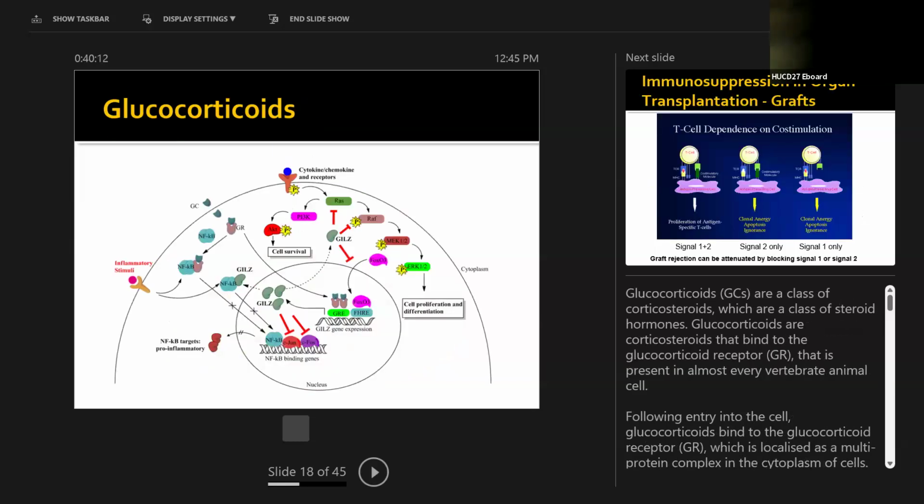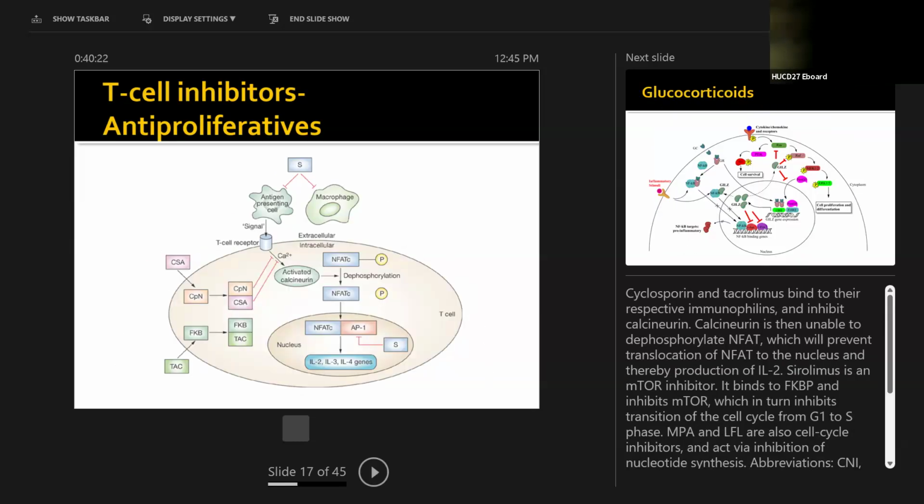So as I said, glucocorticoids are a class of steroids, and they're a class of steroid hormones. Tacrolimus. It's actually TACRO, LIMUS. Tacrolimus, TACRO, LIMUS. I think it's in your notes, right?